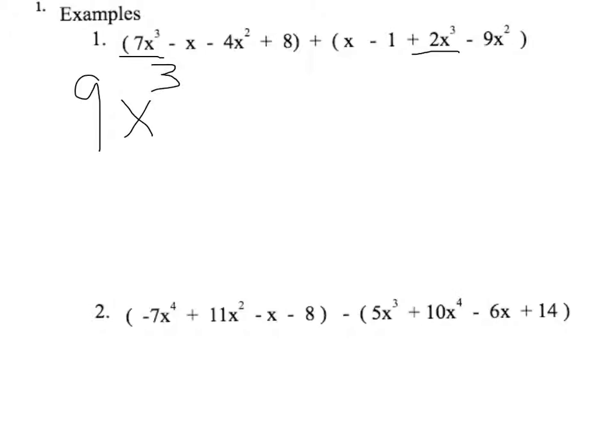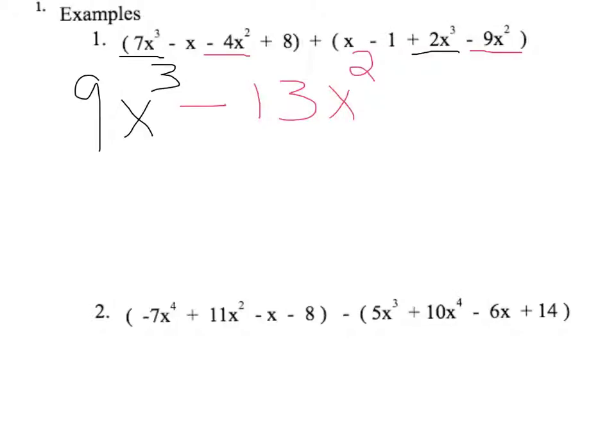Our next like term in descending order, that's the third degree term, so we're going to go to the second degree term. We've got a negative 4x squared, and we have a negative 9x squared. Negative 4 combined with a negative 9 is a negative 13, and once again, x to the second power. Continue with our descending order as we go through and collect like terms.